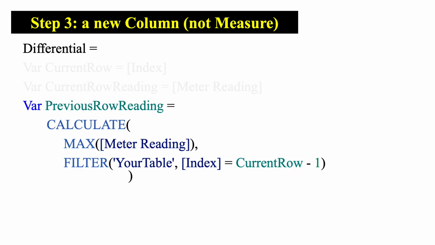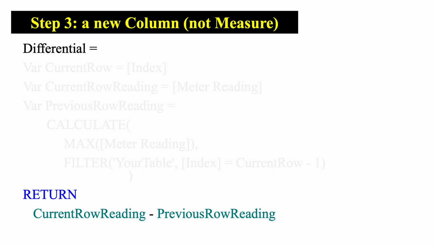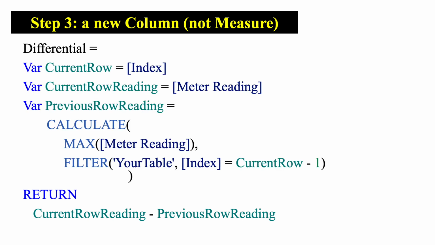And now we need to get a reading or value for the previous row above using the CALCULATE and MAX function. Notice that the way we get the previous row is to let the current index minus 1, meaning the previous row above. And finally, we will return the difference between current row and the previous row, which is what we need to calculate. And here's the whole formula. Please take your time to input it onto Power BI.